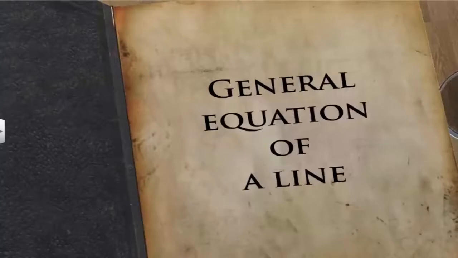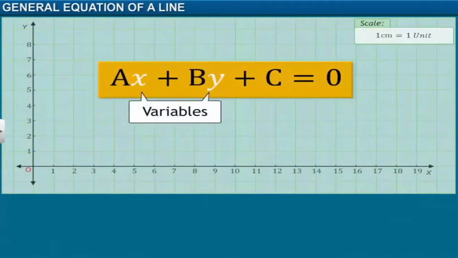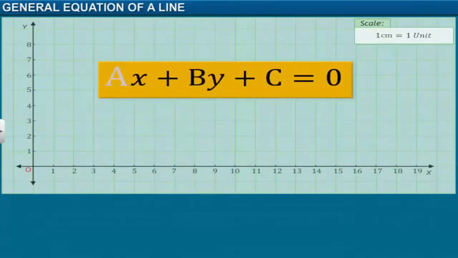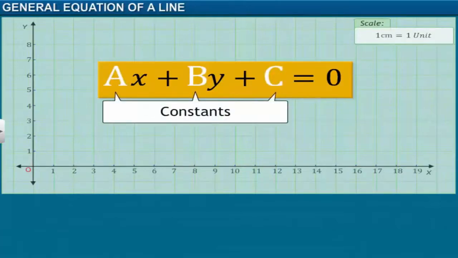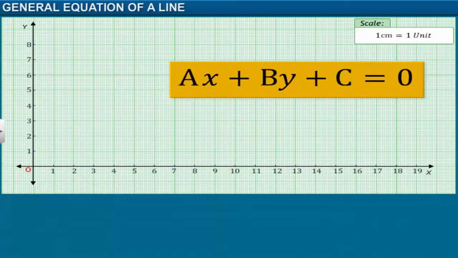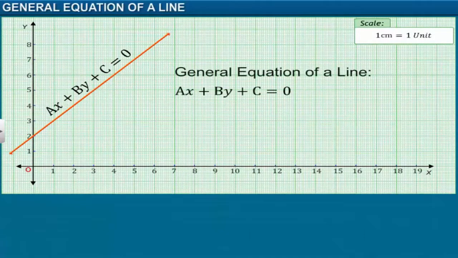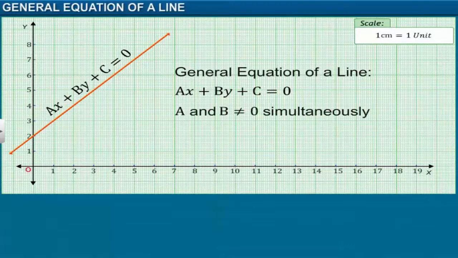In this module, you will learn about the general equation of a line and how to reduce it to its other forms. You are already familiar with first-degree equations in two variables. Here, A, B, and C are real constants, such that both A and B are not equal to 0 simultaneously. The graph of an equation of this form is always a straight line. Thus, an equation of the form ax plus by plus c is equal to 0, where a, b and c are real constants, and a and b are never equal to 0 simultaneously, is called the general equation of a line.